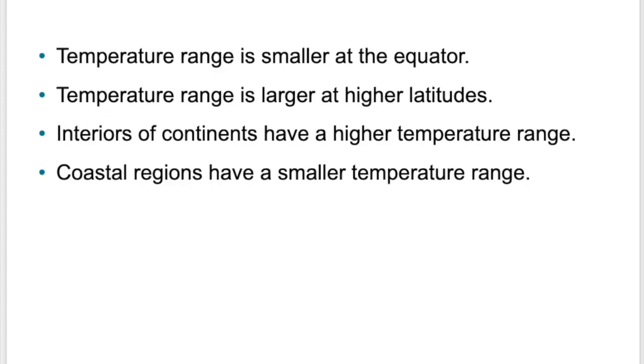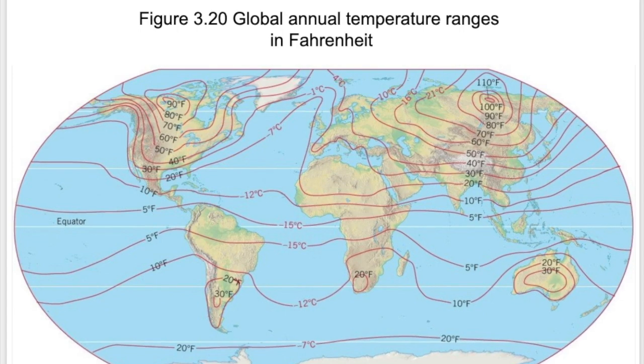So the global distribution of temperature: the temperature range is smaller at the equator compared to the higher latitudes, as we know, because of the consistent sun angle occurring between the tropics, and the interiors of continents have a higher temperature range and coastal regions have a smaller temperature range because of the moderating influence of the oceans and the specific heat. And what we learned earlier was that land heats up and cools faster than water to have a higher temperature range. This map here is showing us the global annual temperature ranges in Fahrenheit.